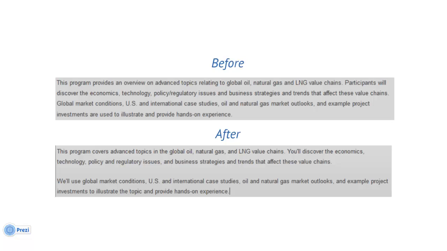It also says we'll use global market conditions, U.S. and international case studies, oil and natural gas market outlooks, instead of just referring to these things as sort of bodiless ideas. This, again, just gives people a better idea of what they'll be doing and makes them feel more involved.